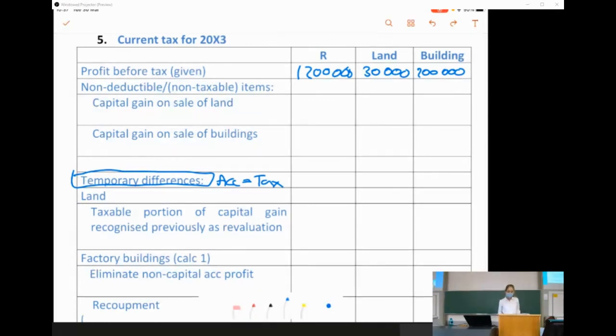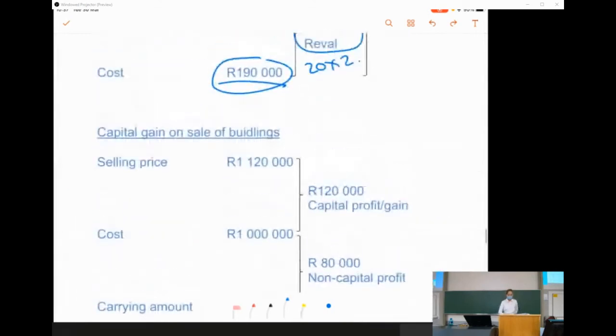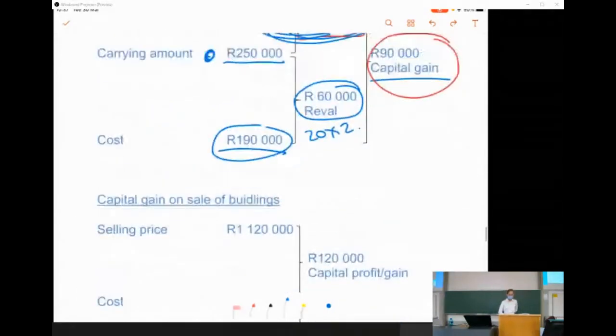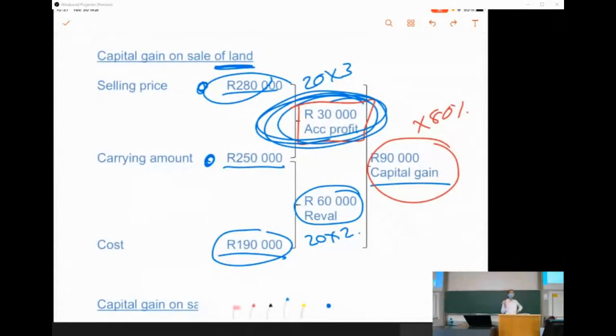Okay, so the capital gain on the sale of land, remember that we have an exempt portion, the 20% exempt portion. So let's just go back to this calculation for the land. What we can do is first of all get rid of the accounting profit, okay, and then we put in the tax treatment.